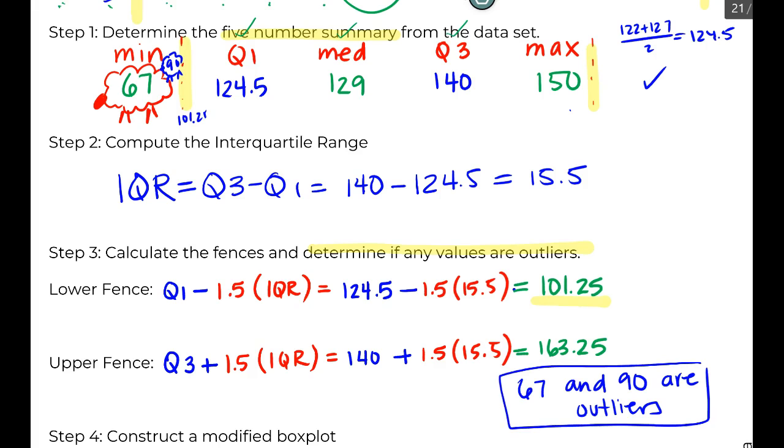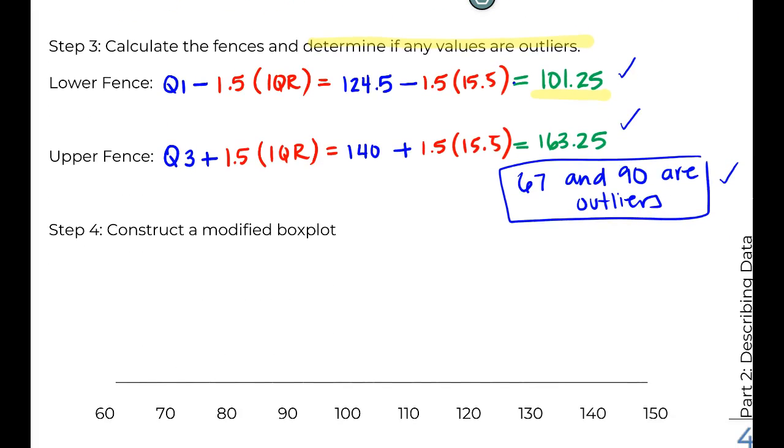That's our summary from this. So if this is a test question, I'm looking for both those values to be correct and then your conclusion to be correct as well. Now we're ready to construct our box plot.